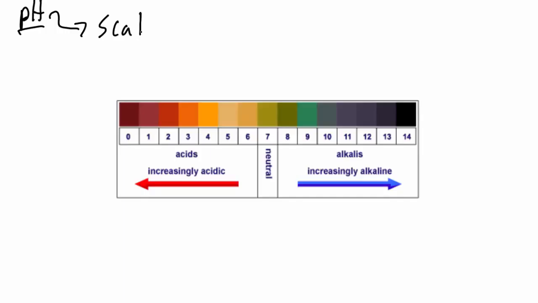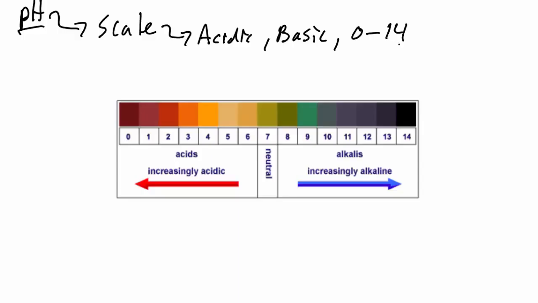You talk about a pH scale, and it helps us quantify how acidic, or on the opposite end, basic something might be. The scale really runs from the range of about 0 to 14, and all of your acids and bases are going to fit somewhere along that scale.